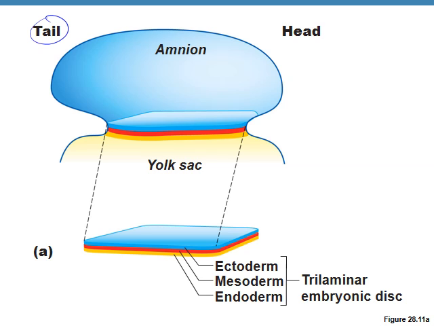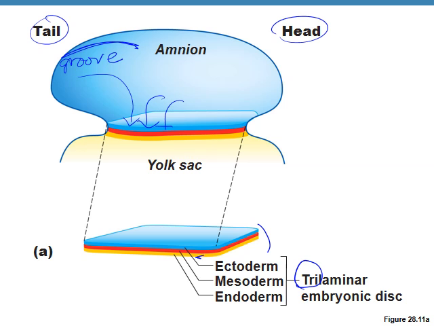In this image, we can see tail and head. There'd be our primitive streak, which created our groove, the primitive groove. And then we know that cells entered that groove, and we ended up with this tri-layer system. So we have our endo at the bottom, we have our meso in the middle, and then we have our ecto on the outer.